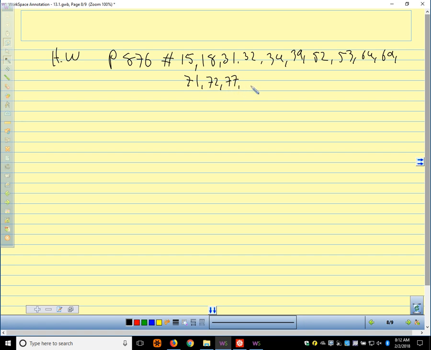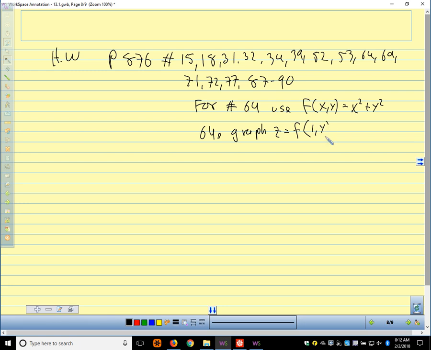Sorry, those got messy. Someone was talking to me as I was writing them. I got distracted. All right, for number 64, use not the function that they give you. Use f of x, y equals x squared plus y squared. They give you a different function, but I want you to use that function. For 64e, graph z equals f of 1 comma y and z equals f of x comma 1 on the surface.